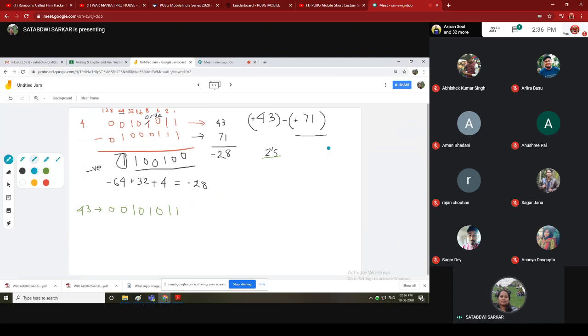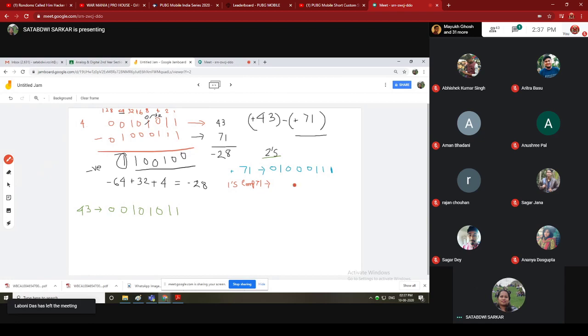First we have to write 71. This is plus 71. 71 is 0 1 0 0 0 1 1 1. Now we have to first do the 1's complement form. So the 1's complement of 71.